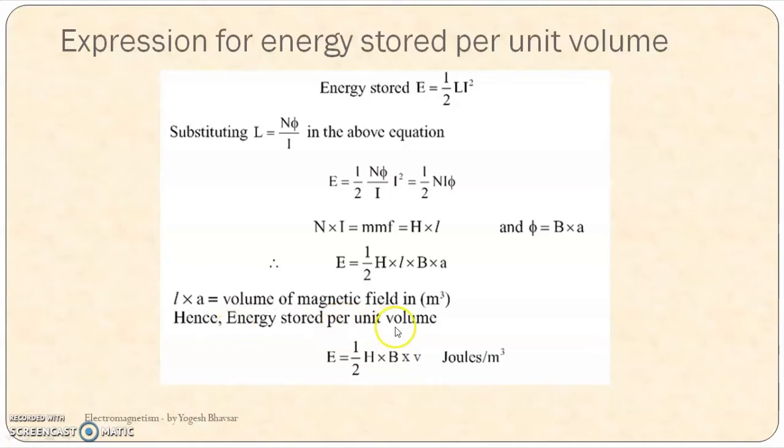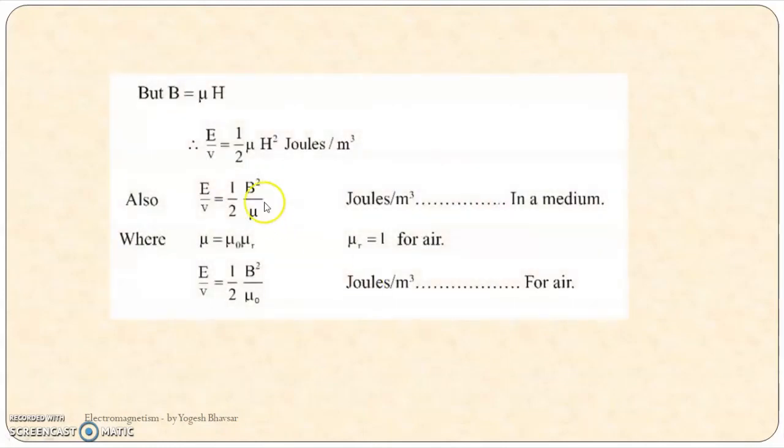Hence the energy stored per unit volume, which is given by the formula for the energy, is given by E is equal to half H B into v. Here this small v is a volume. So this energy is given by joules per meter cube. So here it should be joules meter cube, because here is multiplication of v. In the next step we will divide volume to the energy.